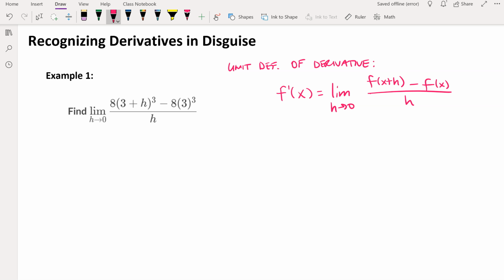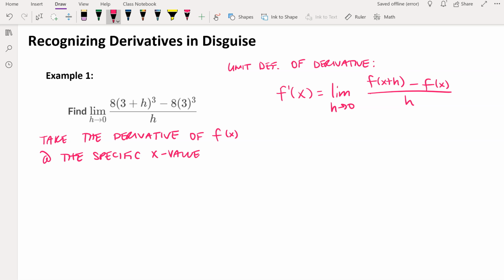Okay, cool. So if the AP exam asks you to find this limit, it looks like a derivative. It is a derivative. You do not actually have to find the limit. You don't have to substitute in 0 or simplify or expand. This means take the derivative. So this actually just means take the derivative. We have to figure out, take the derivative of what? Of f of x at the specific x value. So we're trying to take the derivative of f of x at the specific x value given.